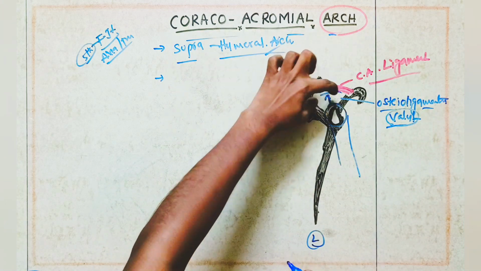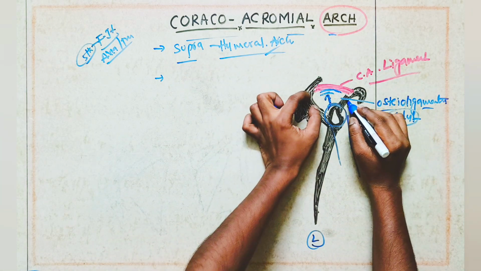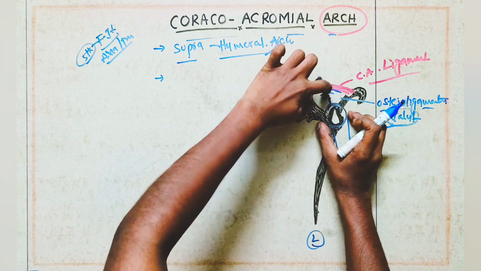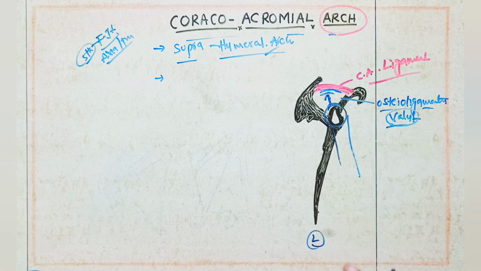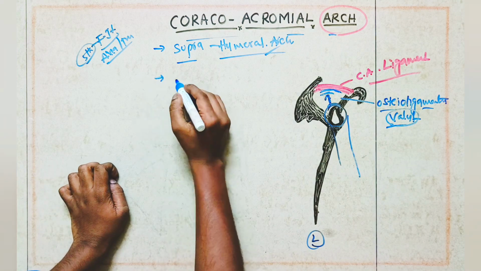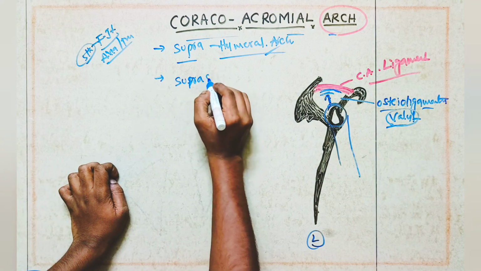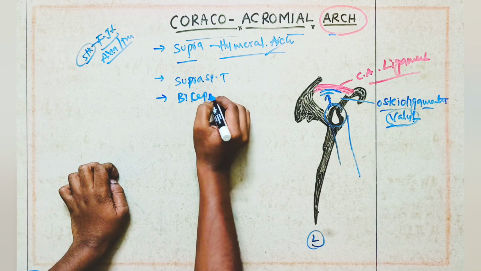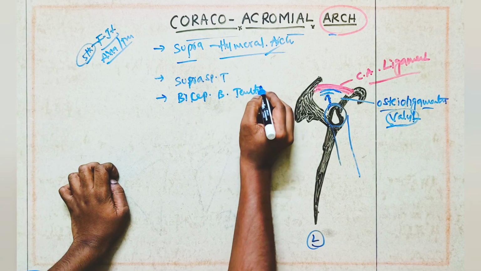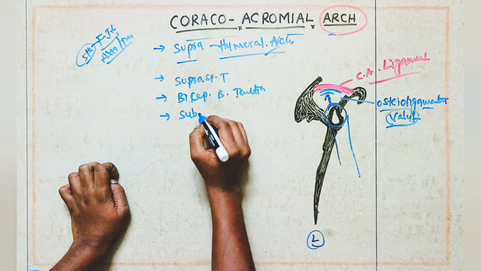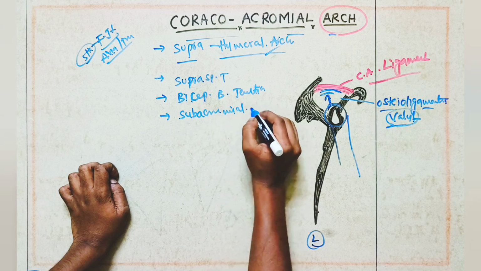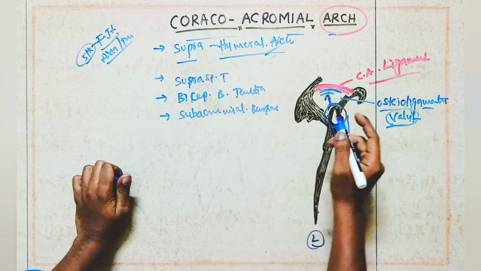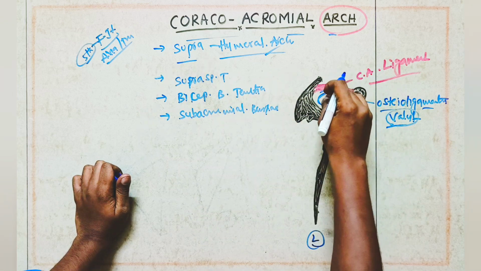Now see here, the coracoid process is there, here the acromial is there. Between these two we have the ligament, and now we have the humerus bone. So here one space is there. Inside that space, some special structures will pass: the supraspinatus tendon, the biceps brachii muscle tendon, and the subacromial bursa. These are the structures which will be inside this arch.